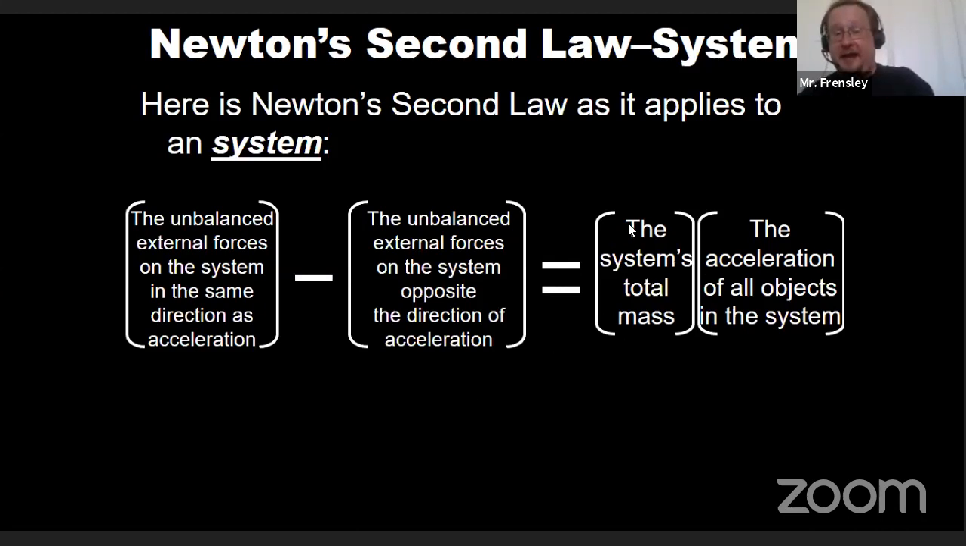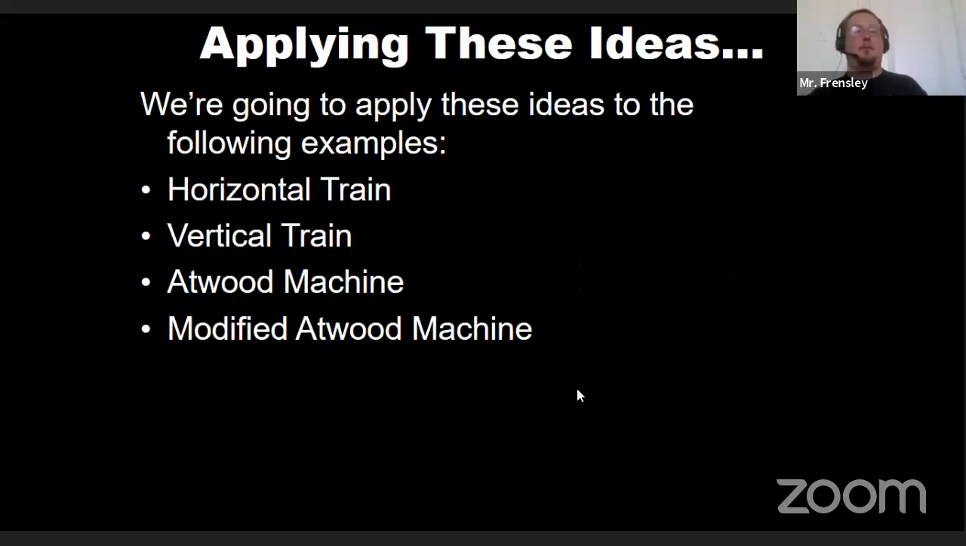But this is the key. Look at the total system's mass. Look at the system's total mass. So the whole system's mass has to be accounted for, not just part of it. All right. And then times the acceleration of everybody in the system, right? So that's what I'm going to be emphasizing today, is this screen, which I just got rid of.